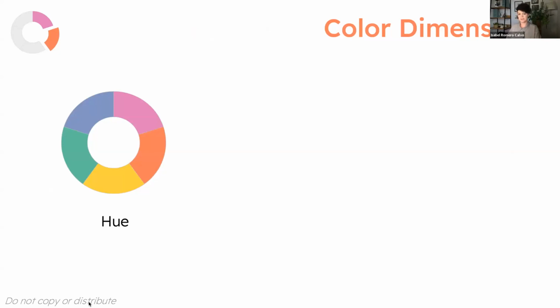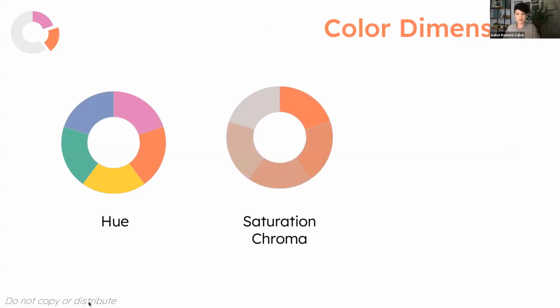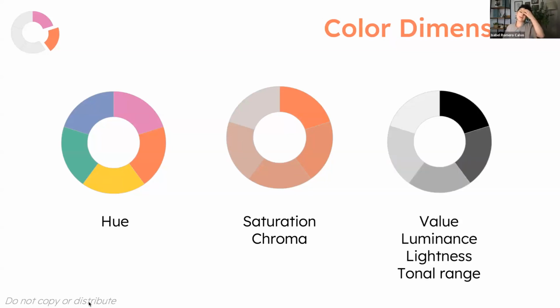We have different colors: orange, green, blue. But within color dimensions, we also have to differentiate what is called saturation, or chroma, which is the range between the full color and a grayscale. And then the last dimension of color, which is my favorite, I think the most useful one in data visualization and in scientific illustration, has different names: value, luminance, lightness, or tonal range. Basically, it is how everything looks in black and white.